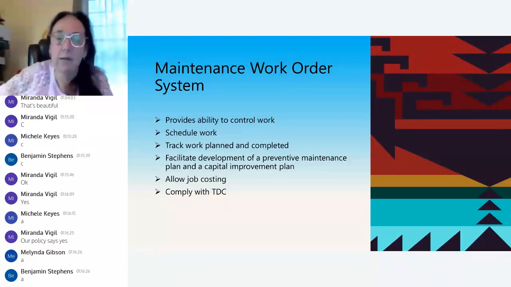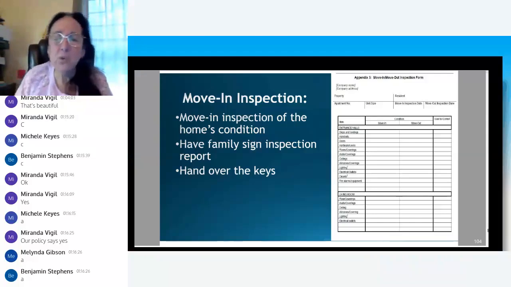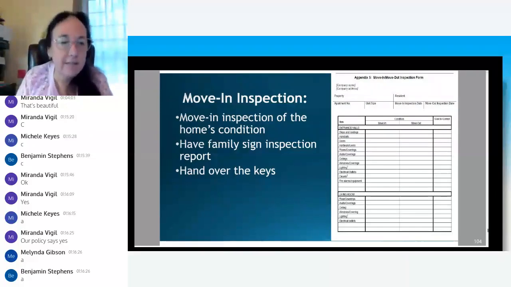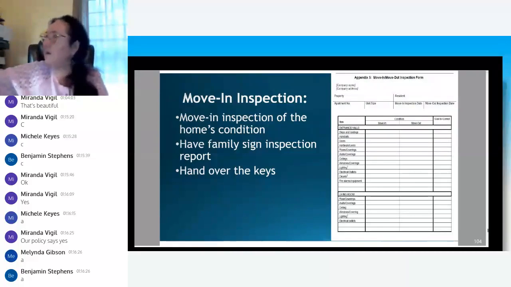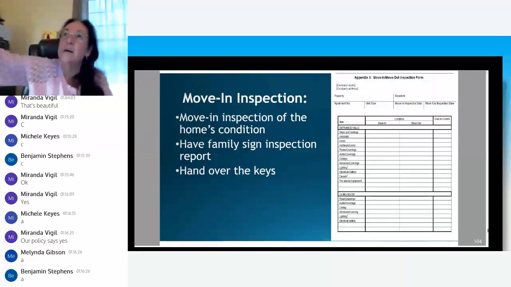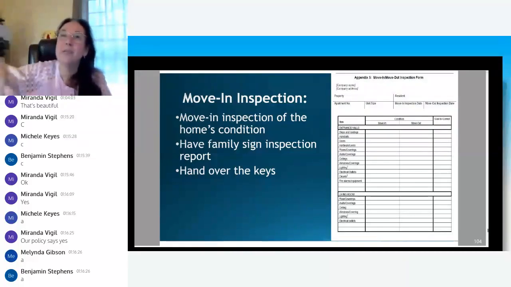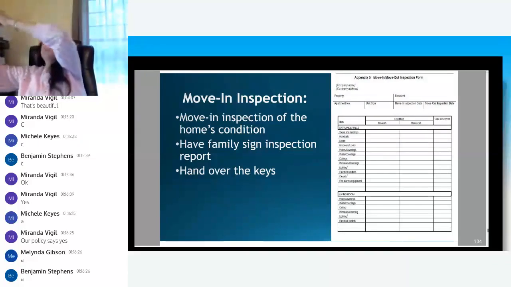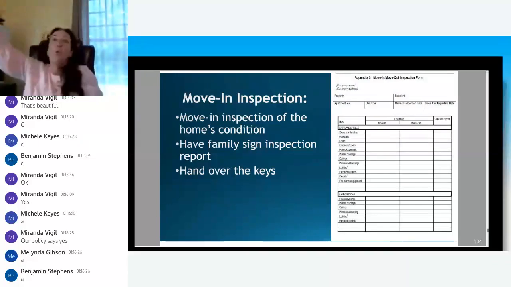So your move-in inspections: the home condition, you have the family sign the inspection report, and you hand them over the keys. Don't give them the keys until all of that is done. Use your iPhones. Hold up the iPhone, it'll show the date and the time when you're doing any type of inspections. My guys used to do that. They would take a picture of another guy with the phone there so you could see the date, you could see the time, you could see the hole on the wall.